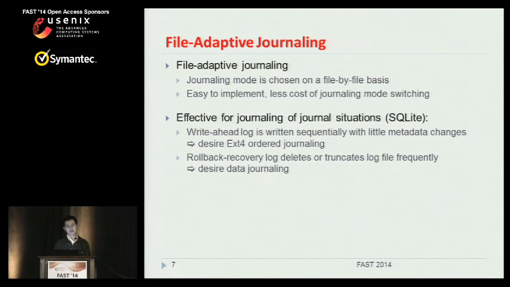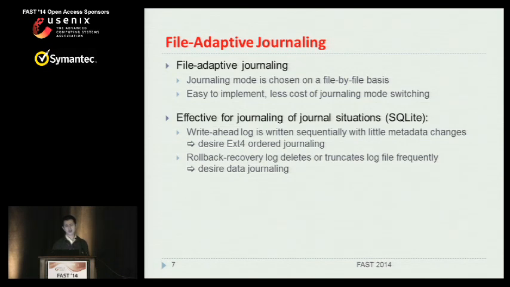A coarse-grained adaptive journaling, like our approach, tends to be less powerful, but fortunately, it turned out to be quite effective for the journaling-of-journal situation that our work targets. Particularly if you look at the SQLite database, there are two common kinds of logging that it does. One is a redo log, particularly the write-ahead logging. The write-ahead log is written sequentially with very little metadata changes. So such a transaction commit is already a single sequential I/O under the ordered journaling, so there's no need to turn it into a full data journaling with larger size.